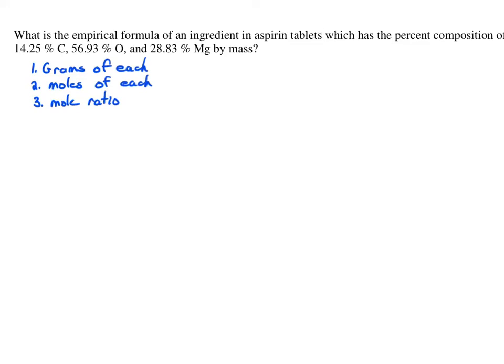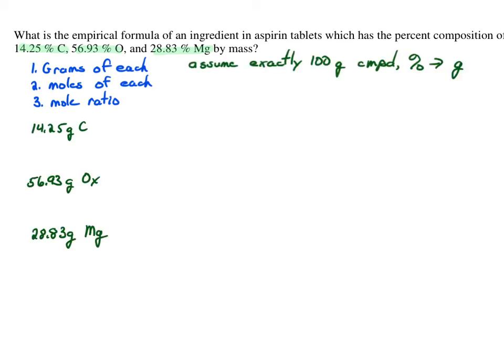Empirical formula problem. We're going to follow the same protocol: grams of each element, moles of each element, mole ratio. In this case, we're given the amount of each element in percentages. So if we assume we have 100 grams of the compound, our percentages are automatically converted to grams. So we now know how many grams of each element we have.